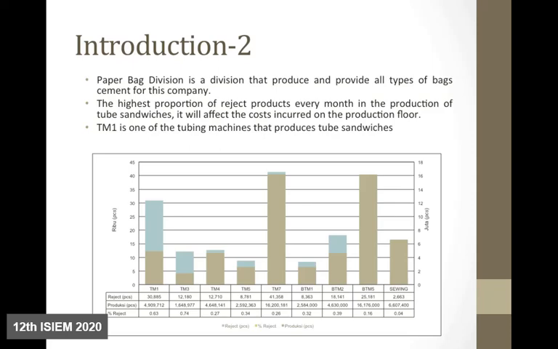Some action and effort are needed to reduce the high proportion of reject on TM1: identify the cause of the most dominant problem, then analyze and provide a solution for improvement. Therefore, we are interested in conducting research using the Six Sigma method to reduce the high proportion of reject that occurs in TM1.